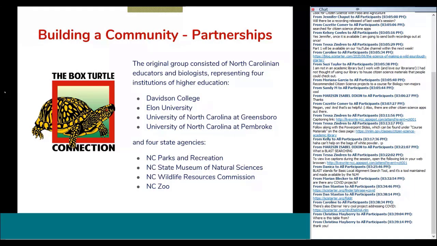The Box Turtle Connection is a North Carolina state-level initiative of the Box Turtle Collaborative. And this is a group of biologists and education professionals that are partnering to improve public understanding and to collect scientific data on populations of eastern box turtles found in North Carolina. So this collaborative includes representatives from 2 universities, including UNC Greensboro, and 4 state agencies. The group came together in 2007 and initiated this plan to collect data on box turtles around the state.